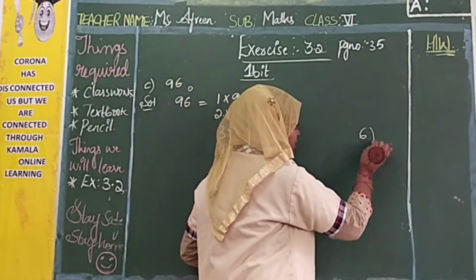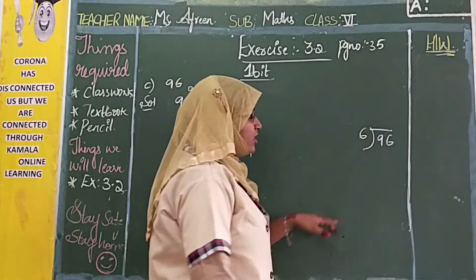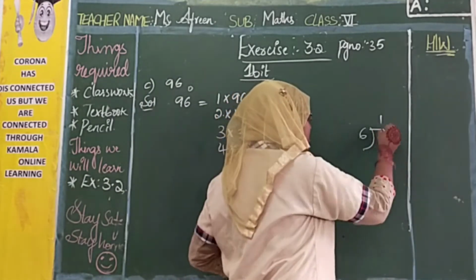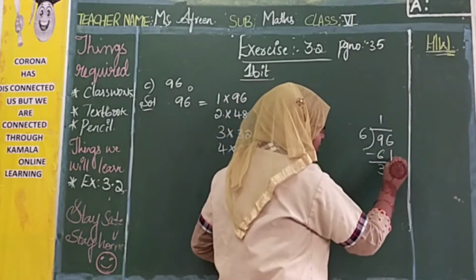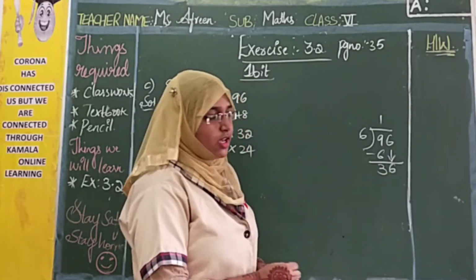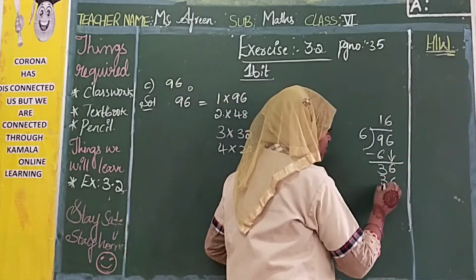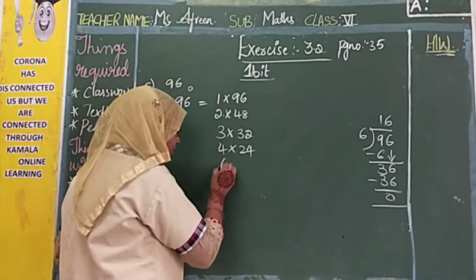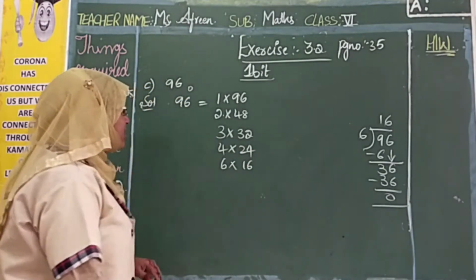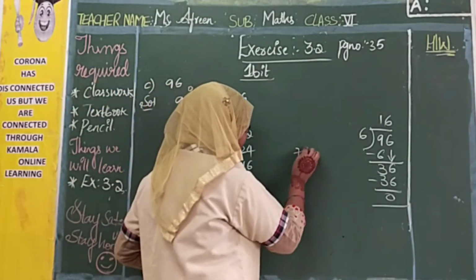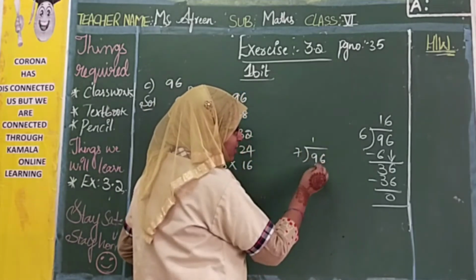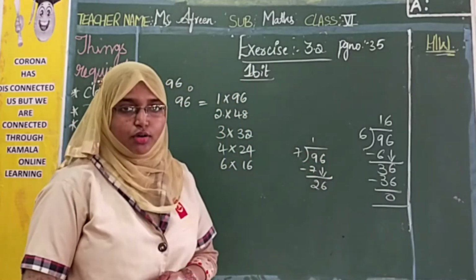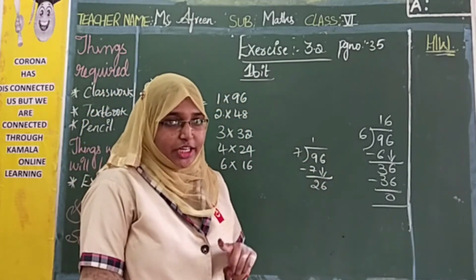Now let us check for 6. 96. 6 ones are 6. 6 twos are 12. But we have a 9 here. Single digit is 9. So I am taking 6 ones are 6. 9 minus 6, 3. So 36. 6 6s are 36. We got the remainder as 0. So 6 into 16 is 96. Next 7. Now we will check for 7. 96. 7 ones are 7. 9 minus 7 is 2. This is 26. But in the 7 table 26 will go. 7 3s are 21. 7 4s are 28.